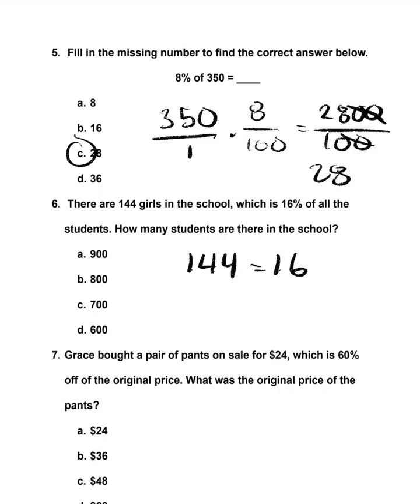So I'm going to divide by 4 to get 4%. 144 divided by 4 is equal to 36, is equal to 4%, and times whatever is needed to get to 100. So we know that 25 times 4 is equal to 100. So 36 times 25 is equal to 900.